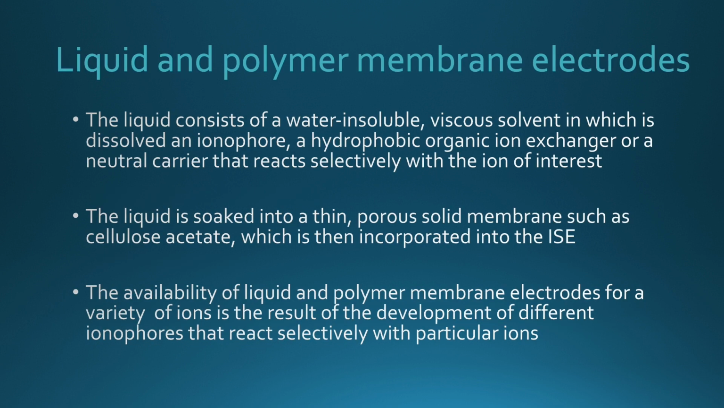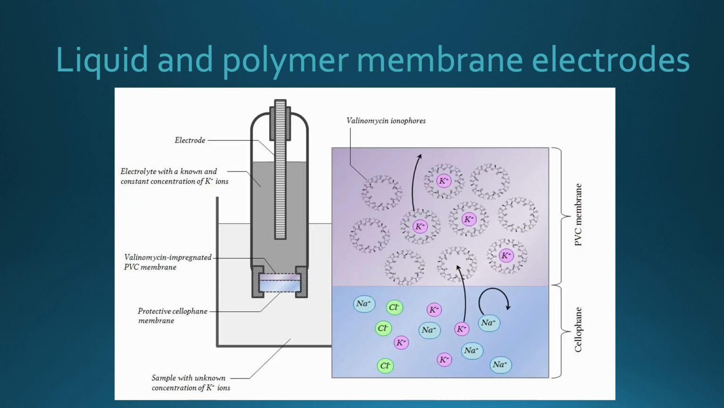Let's start with the first type of electrode that uses the liquid and polymer membrane. The liquid consists of a water insoluble viscous solvent in which an ionophore or a neutral carrier is dissolved. The ionophore is the hydrophobic organic ion exchanger that binds specifically to the analyte of interest, the analyte that you want to measure the concentration of. That liquid is soaked in a thin solid membrane, such as cellulose acetate, to make up the whole electrode.